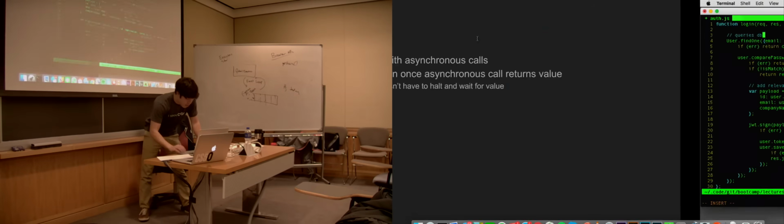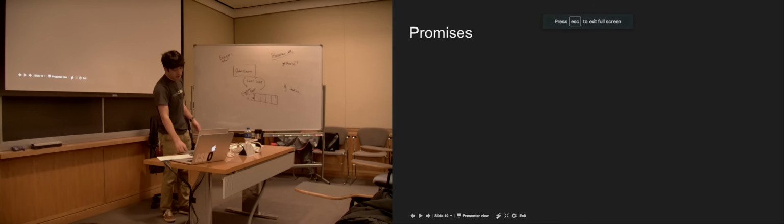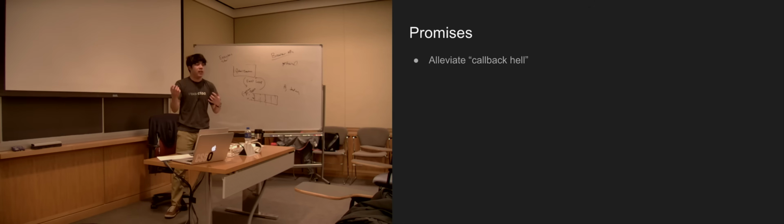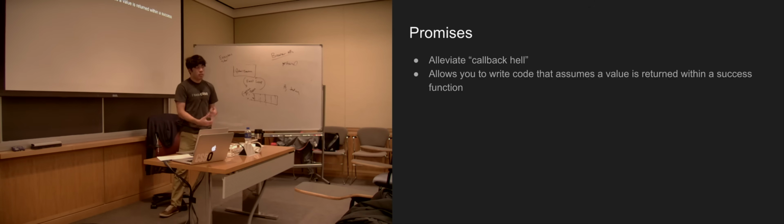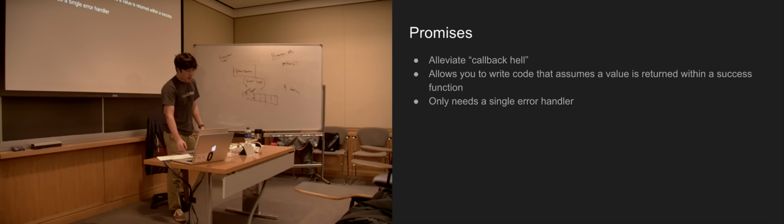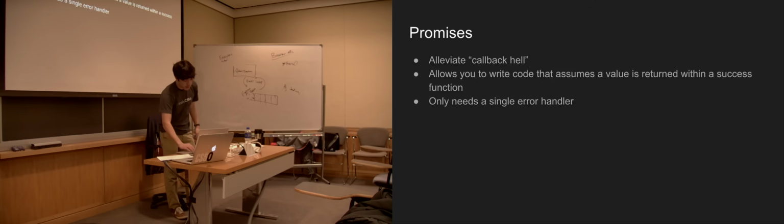Let me show you a quick example of how you could do things otherwise, and that's with promises, which were introduced in ES6. And it alleviates this callback hell. How? It allows you to write code that assumes a value is returned with a success function. You essentially define a success function that says, I'm just going to assume that I have this value to use, and I'm going to use it. And then you only need a single error handler, because if any of the promises fail, it'll return to the very bottommost error handler. And what does that look like?